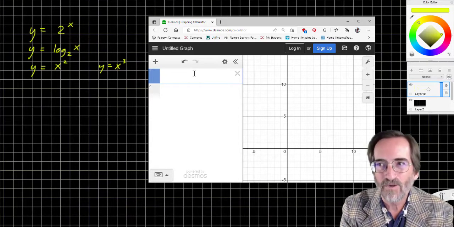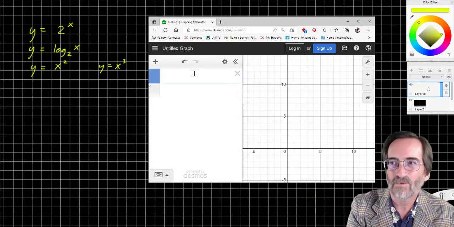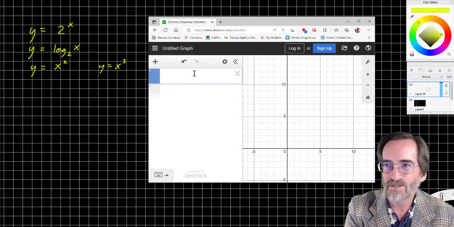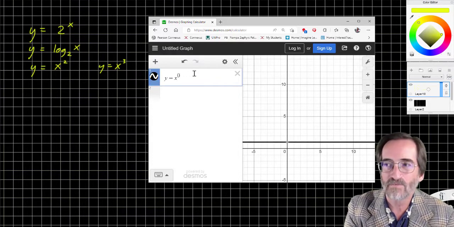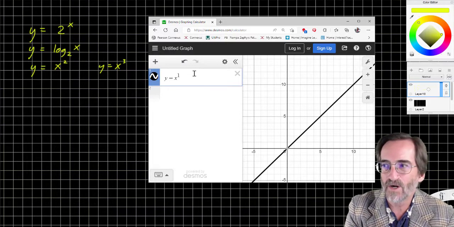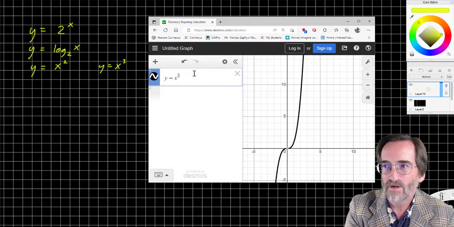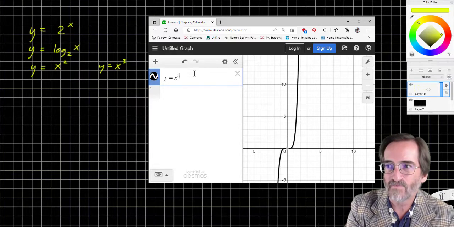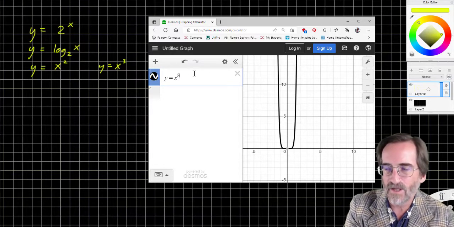The powers are typically indicated as integers. So y equals x to the 2nd. X to the 0 is a power function, which is constant. X to the 1 is a power function, which is a line. X to the 2 is a power function, which is a parabola. X to the 3rd, x to the 4th, x to the 5th, x to the 6th, x to the 7th, x to the 8th, and so on.